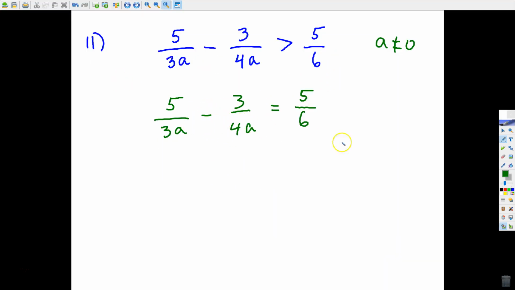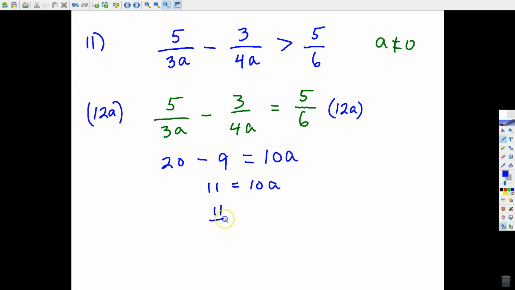Okay, so once again, much like the previous problem, we need the LCD, the lowest term that 3a, 4a, and 6 will divide into evenly, and that should be 12a. We're going to clear out these denominators. 3a divides into 12a 4 times. 4 times 5 is 20. 4a into 12a is 3. 3 times 3 is 9. And on this side, 6 into 12a is 2a. 2a times 5 is 10a.